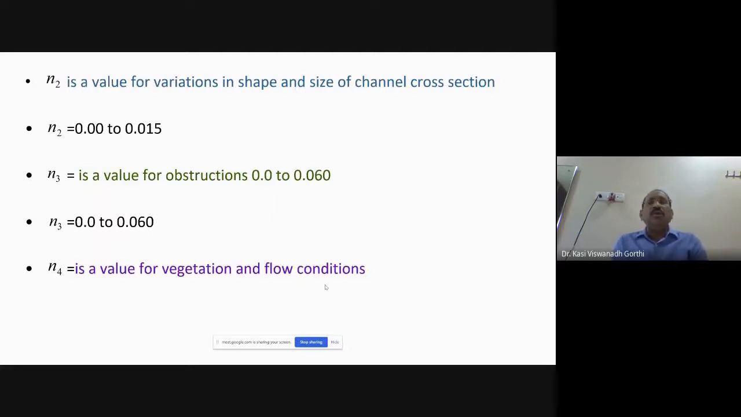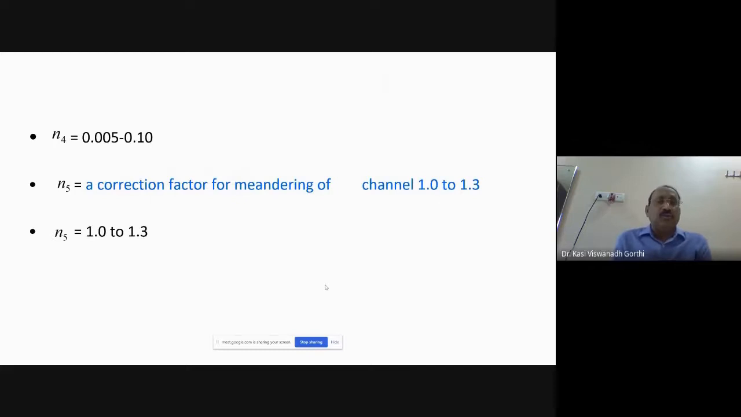n2, a value for variations in the shape and size of the channel cross section, 0 to 0.015. n3, for the obstructions, 0 to 0.06. n4, a value for vegetation for a given flow condition, 0.005 to 0.1. n5, a correction factor. This is a multiplication factor. You must have seen in the equation, (n0 plus n1 plus n2 plus n3 plus n4) into n5.